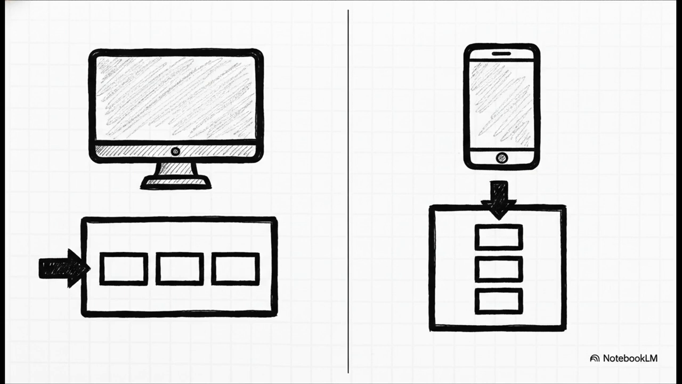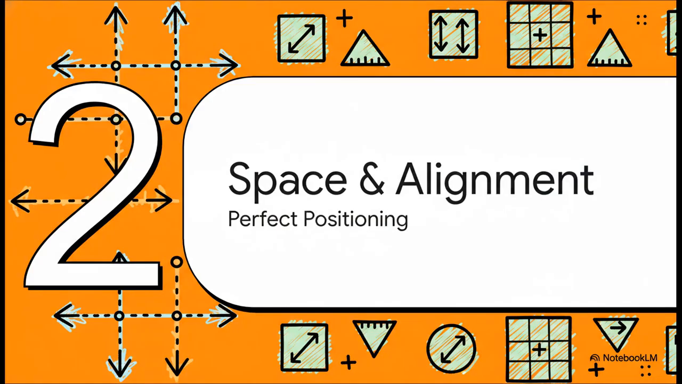Now, row is the default, which is perfect for a desktop navigation bar. And column is your absolute go-to for stacking items on a mobile screen. Honestly, if you can just remember row for desktop, column for mobile, you've already solved about 80% of your layout problems. It's that useful. Okay, so we've set the direction, but how do we control the spacing within that direction?